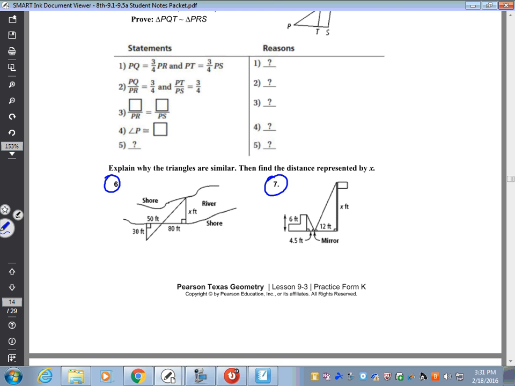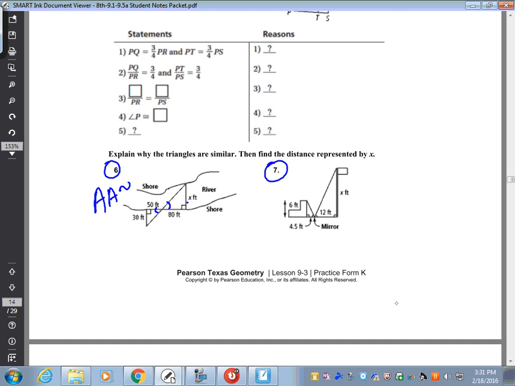So let's just look at 6 real quick. Explain why the triangles are similar. Find the distance represented by x. Okay, we know that's 90 and 90, right? Do I have another angle? The vertical angle. So we know they're similar by angle similarity. So just write that because we see 2 angles. All right, now, who knows what we could do to find x, to find the missing side? Kyra? 50 over 80 is equal to what? Yeah, 30 over x.